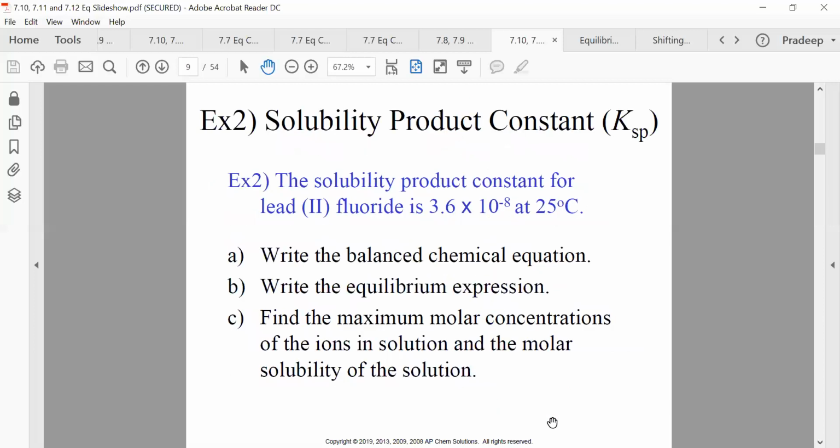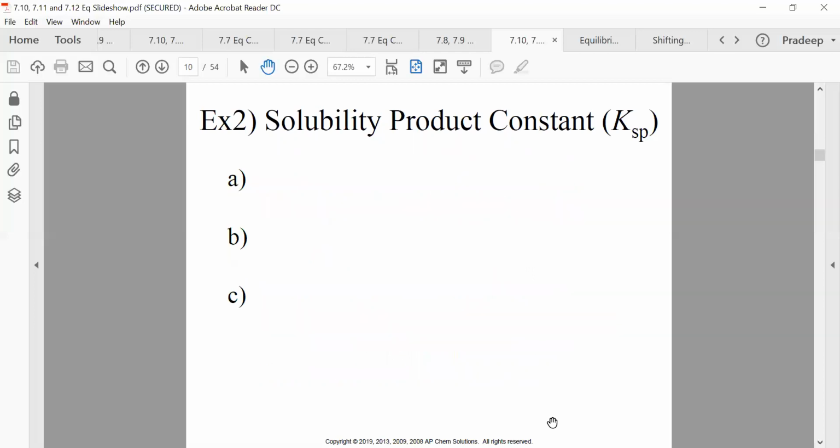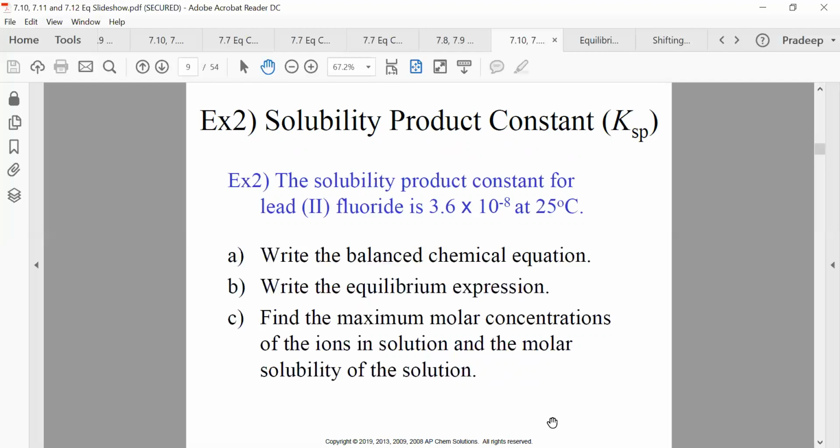Now, how do we calculate solubility products? Let's do this quick example. First, it's given that the solubility product constant for lead fluoride is 3.6 times 10 raised to minus 8 at 25 degrees Celsius. Now, first write the balanced equation. Can you guys try it? What is the balanced equation of lead fluoride when it is dissolved in water?